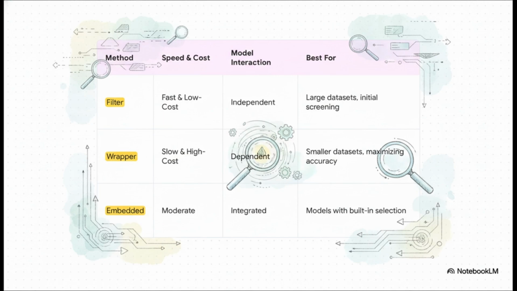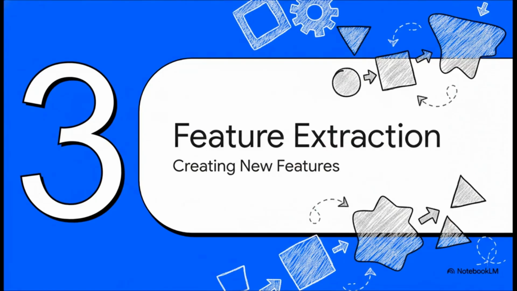And embedded methods, they're your balanced, integrated approach. All right, so up until now, we've been acting like a coach, just picking from the players we already have. But what if we could go into a lab and create a new superstar player from scratch? Well, that's basically what feature extraction is. It's all about combining our existing features to build new, more powerful ones.